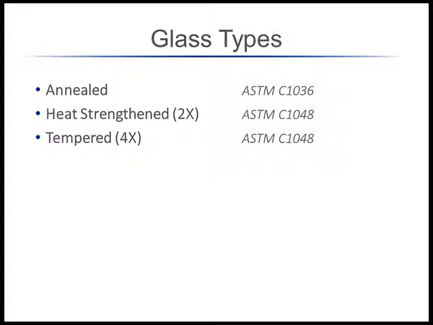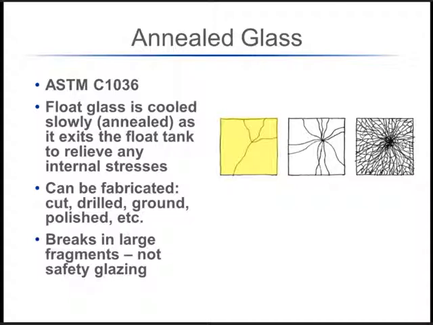So annealed glass, like we talked about, exits the float tank and slowly cools to reduce any of those stresses. You can cut it, drill it, grind it, polish it in its current state. The issue with annealed glass is, as you can see in the highlighted square there, it breaks into relatively large fragments. So when it breaks, it's dangerous, and for obvious reasons, it's not considered safety glazing.